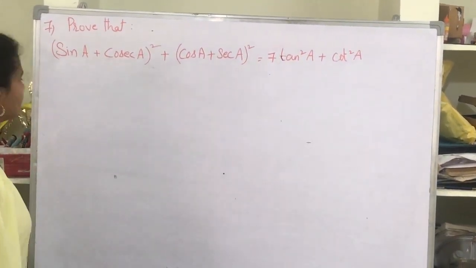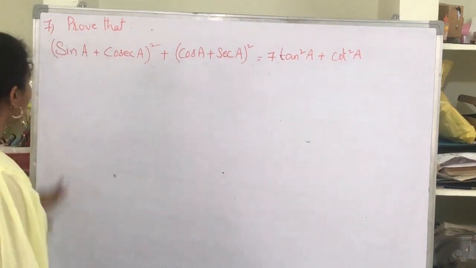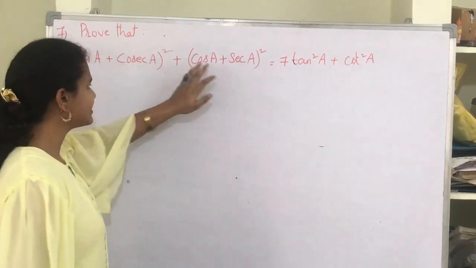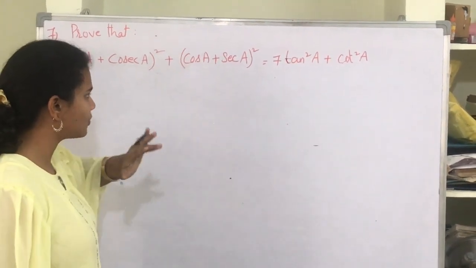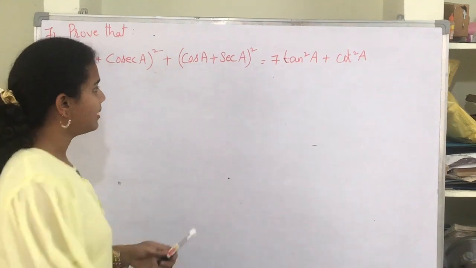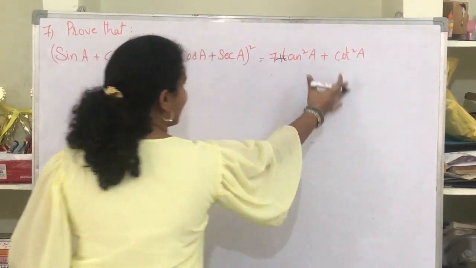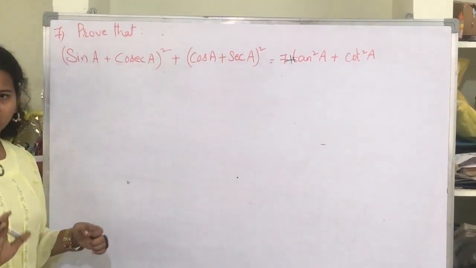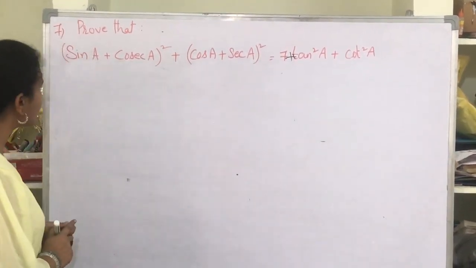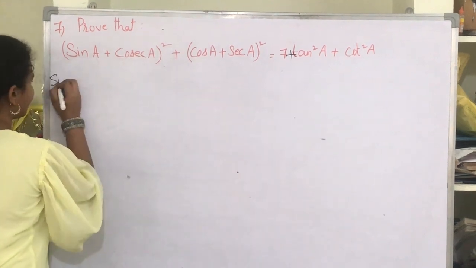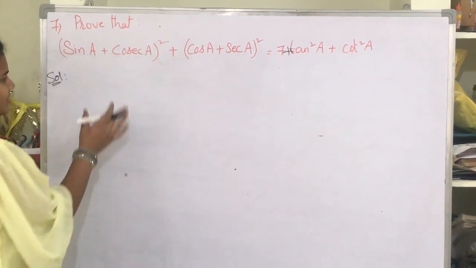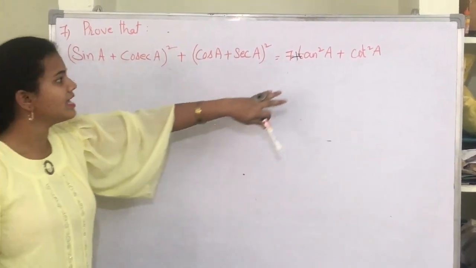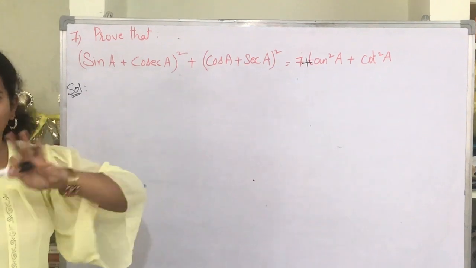Trigonometry. Here you have the 7th question, exercise 11.4. Prove that (sin A + cosecant A) whole square plus (cos A + secant A) whole square equals 7 plus tan square A plus cot square A. Now here they are asked to prove that (sin A + cosecant A) whole square plus (cos A + secant A) whole square equals 7 plus tan square A plus cot square A.